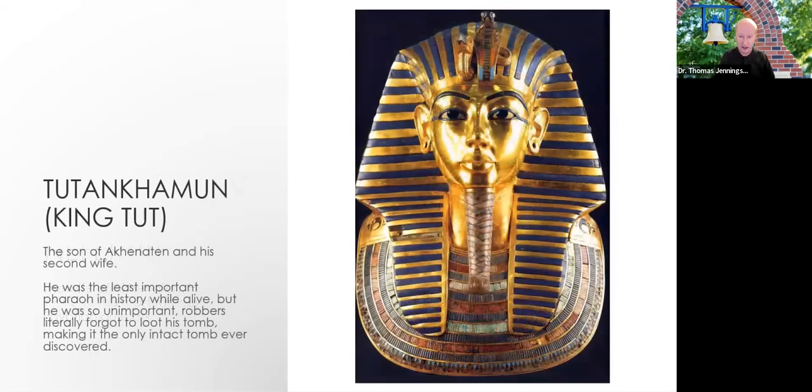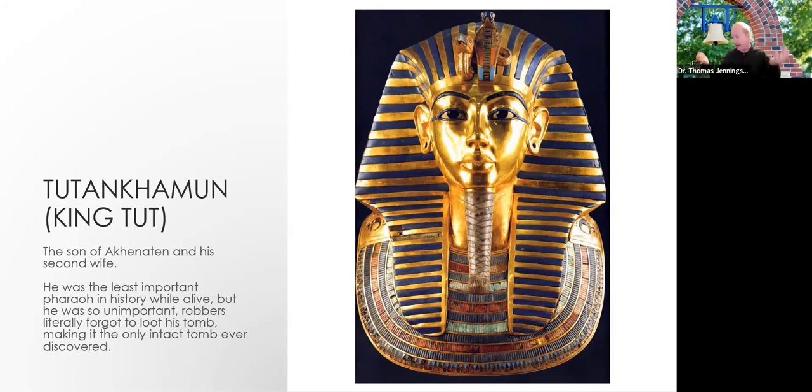And then, of course, we have King Tut. The only tomb of a pharaoh that has ever been found intact. Why? Because he was so unimportant as a pharaoh, people literally forgot that he was a pharaoh. He came to power when he was just 9 years old, and he died when he was 18. And basically, the only reason he came to power was because the priests hated his dad so much that they said, look, kid, we're going to be the regents. You're going to do exactly what we tell you, and you're going to bring the old religion back, or we're just going to kill you.